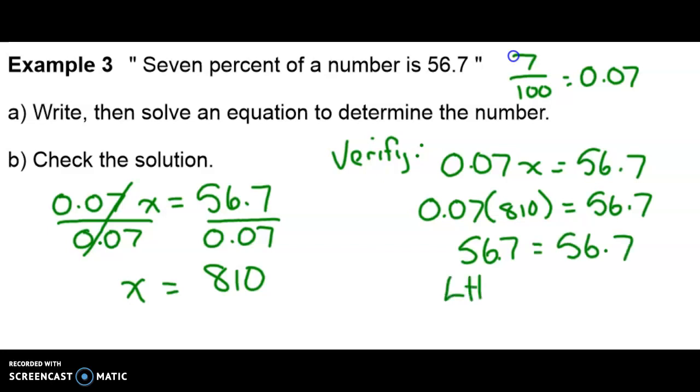Again, we have the left-hand side of the equation equal to the right-hand side of the equation, so we know our answer is correct.